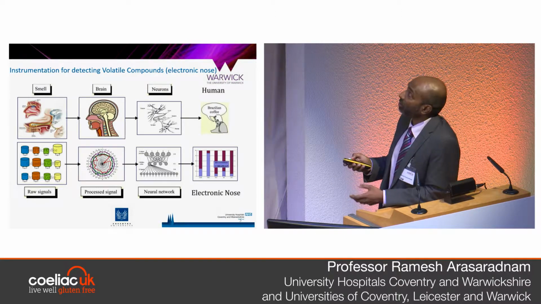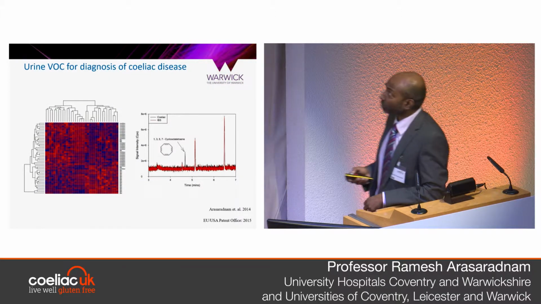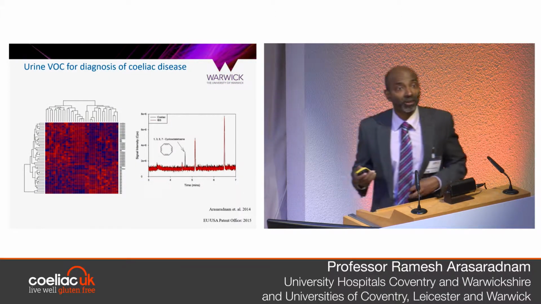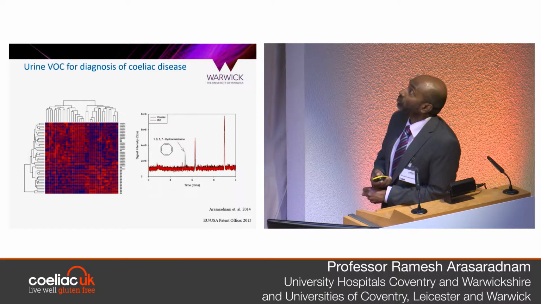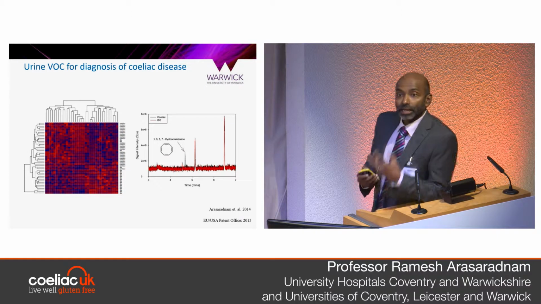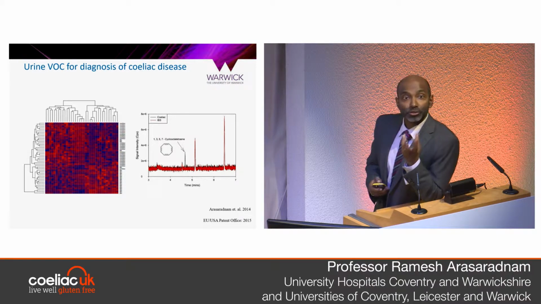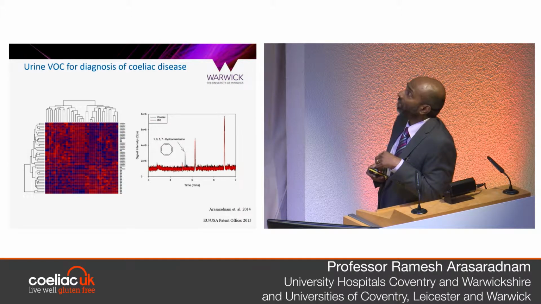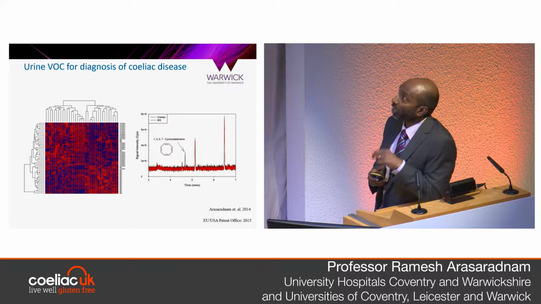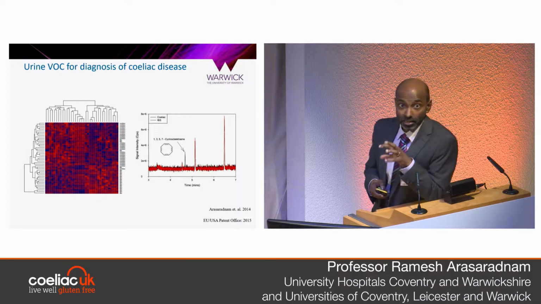We've progressed since then. Naturally, we wanted to see how we can progress this to look at human diseases. And one of the early studies that we did, going back to 2014, was: can we detect any key volatiles in the urine of patients with celiac disease? This was the early pilot data looking at about 36 or so celiac disease patients and compared it to our controls, which were those with IBS-related diarrhea.